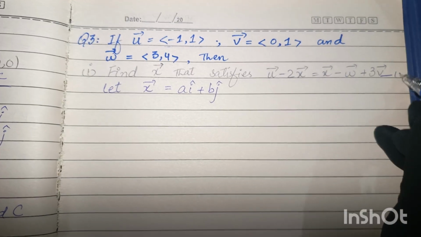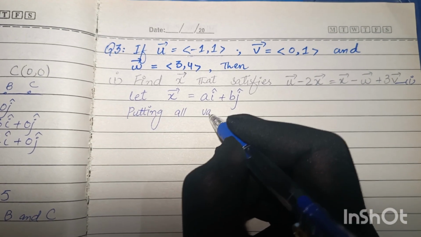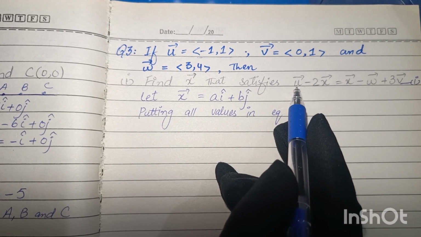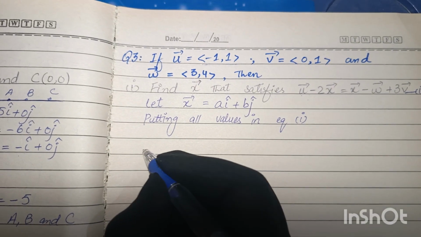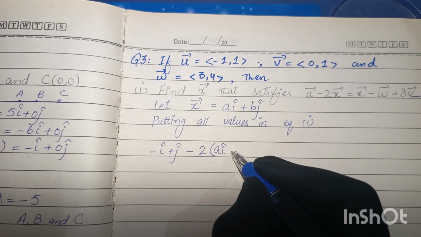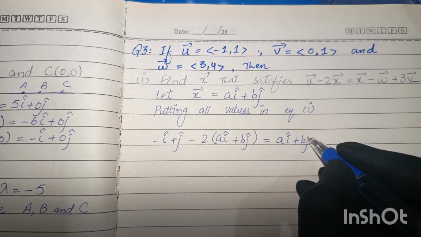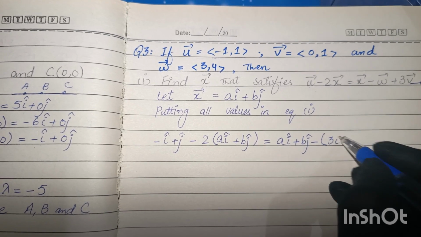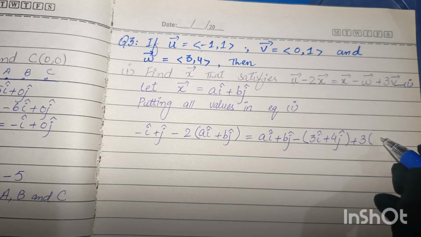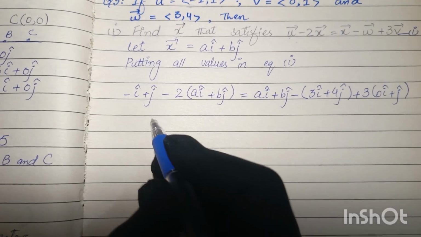Then by putting values in equation number 1, putting all values in equation number 1, first of all you will put the vector notation value of u, which is minus i plus j, minus 2 times x, which is equal to ai plus bj, and again x, which is equal to ai plus bj, minus w, which is equal to 3i plus 4j, plus 3 times v vector, which is equal to 0i plus j. Now we will simplify this equation.